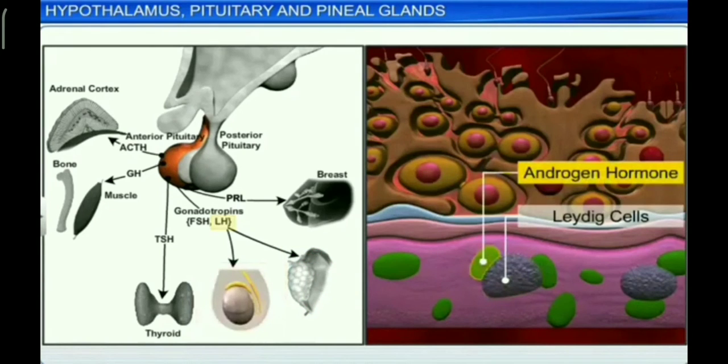Interstitial cell stimulating hormone or ICSH. In males, it stimulates the testes to produce the androgen called testosterone. Testosterone is responsible for development of secondary sexual characters of male.